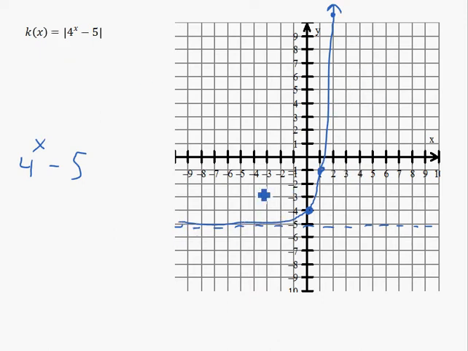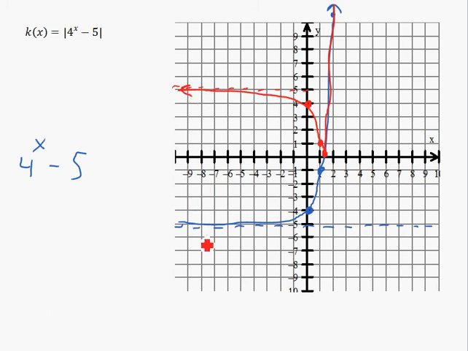The absolute value of 4^x minus 5 is going to look the same on this side because the y values are all positive, so the absolute value does not do anything up to this point right here. And then it's going to reflect the negative part over the x-axis. So instead of being negative 1 here, it's going to be positive 1. Instead of being negative 4 here, it's going to be positive 4. And instead of having a horizontal asymptote at negative 5, this is going to have a horizontal asymptote at positive 5. So this bounces off like this and goes back this way.